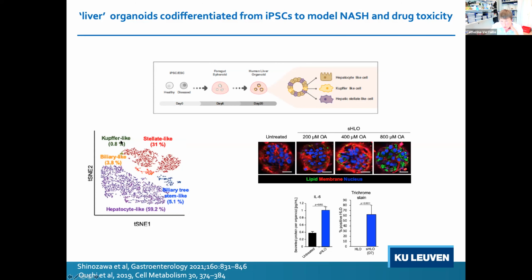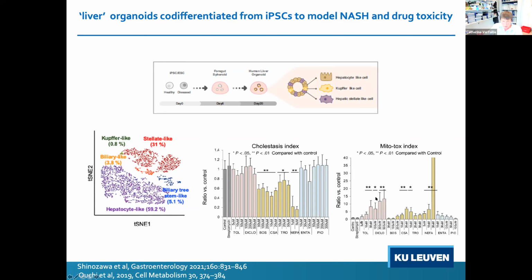If they then use this culture to look at the effect of lipids, they show that these organoids can actually become lipid-laden. As you see in NASH, but also in other diseases like toxicity that causes lipidosis of the liver, you get increased expression of IL-6, and you get increased presence of extracellular matrix, here shown by trichrome staining. And in a most recent paper in 2021, they started to look at this organoid system for toxicology. I'm not going to go into detail, but essentially the system allowed them to identify cholestasis-inducing drugs and mitotox-inducing chemicals.